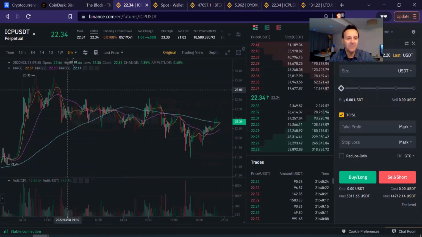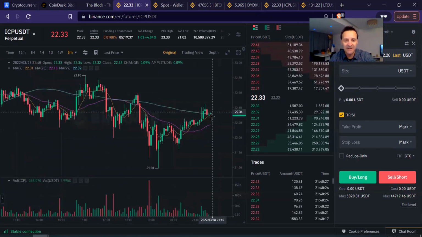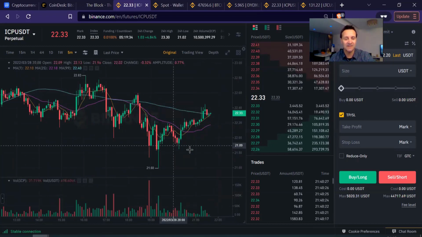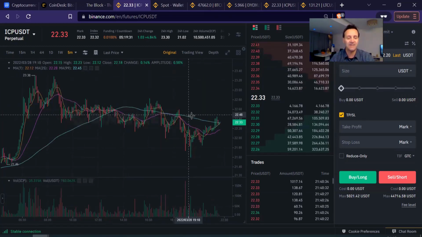Now you see the 5-minute chart, which means every candle, every line you see here is called a candle, and it's every 5 minutes. So actually here you are seeing less than a day or so.